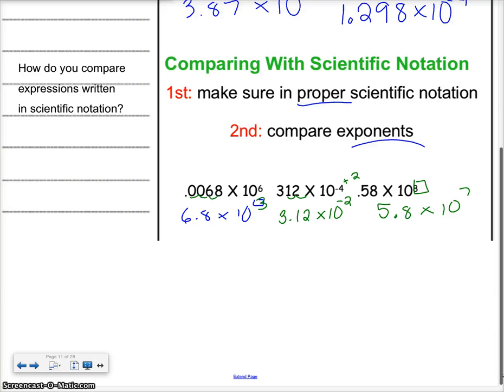And now you can just order by comparing the exponents. My smallest number would be 3.12 times 10 to the negative 2. Then my exponent of 3, 6.8 times 10 cubed, followed by 5.8 times 10 to the 7th. Because the exponent tells you place values. If you have more place values, you're bigger, aren't you? If you have more place values to the left, you are smaller. And that's your target.